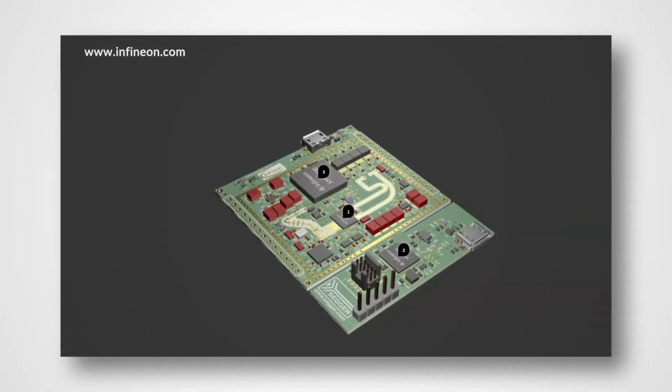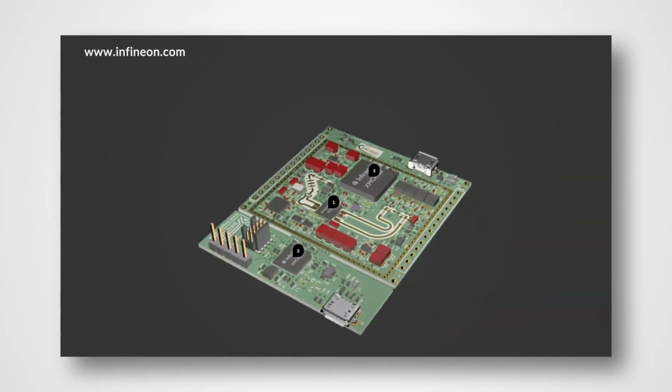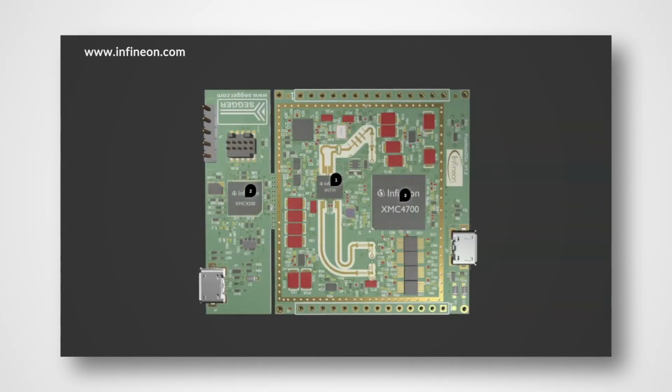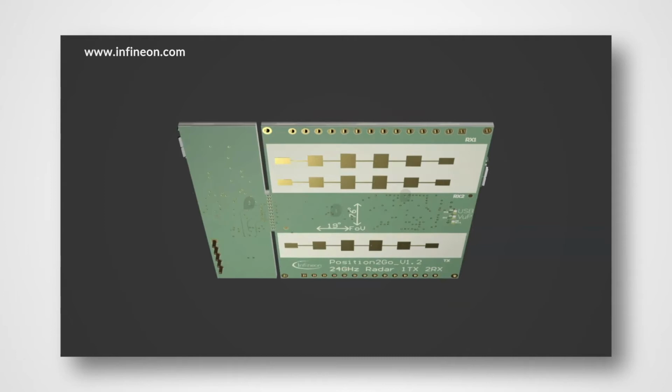Our work is based on Infineon's Position2Go frequency-modulated continuous wave radar. This module is equipped with a 24 GHz transceiver chip and a 32-bit microcontroller. One transmit and two receive integrated microstrip patch antennas are printed on the PCB.